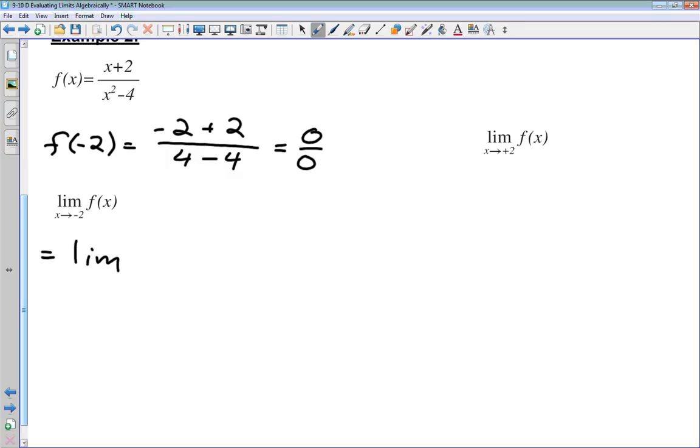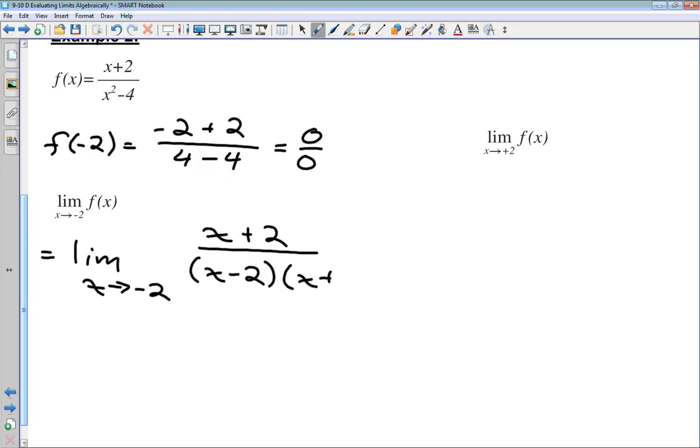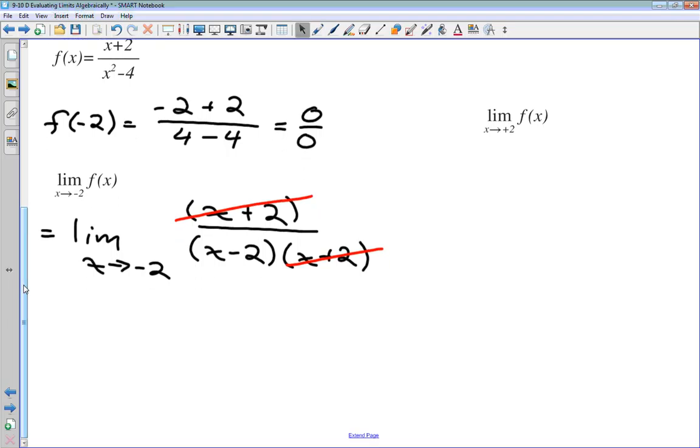So I'm just going to rewrite this. Limit as x goes to negative 2 of our function, x plus 2 divided by, and what can we factor here? Well, we can factor the denominator. X squared minus 4 factors as a difference of squares. So it factors as x minus 2, x plus 2. Which is convenient, because now we've got an x plus 2 on the top, we've got an x plus 2 on the bottom. We can cancel those out. So our limit becomes the limit as x goes to negative 2 of 1 over x minus 2.